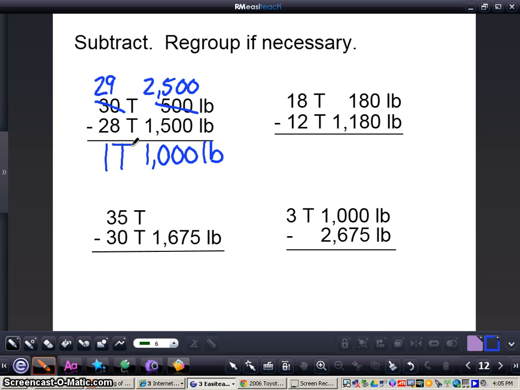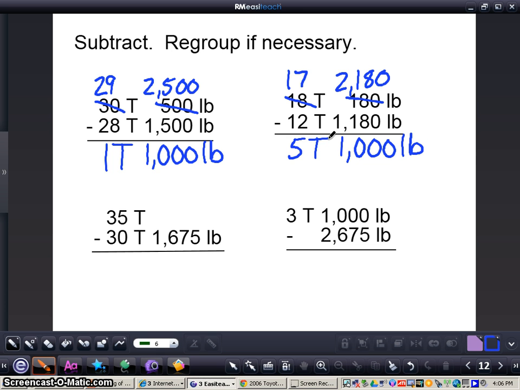Okay, now let's take a look at the next problem. 18 tons, 180 pounds, minus 12 tons, 1,180 pounds. Now once again, if you have to regroup, you'll have to regroup, but if you don't, you can just subtract normally. Okay, however, in this problem, I cannot take 1,180 pounds away from 180 pounds. That's impossible. So I'm going to have to regroup. So I'm going to change that 18 to a 17, and I'll bring the tons over here. I'm going to add 2,000 pounds. Okay, and bring 1 ton over, adding it to 180. That gives me 2,180. Okay, I'm going to take that 2,180 and subtract 1,180. Now I am able to do that. That gives me 1,000 pounds left over. And then 17 minus 12 gives me 5 tons. Okay, so 5 tons, 1,000 pounds.